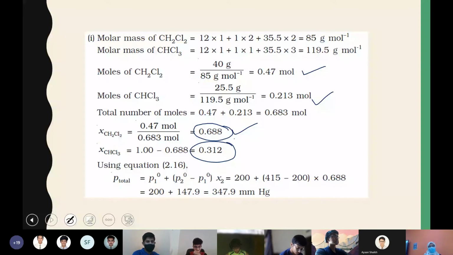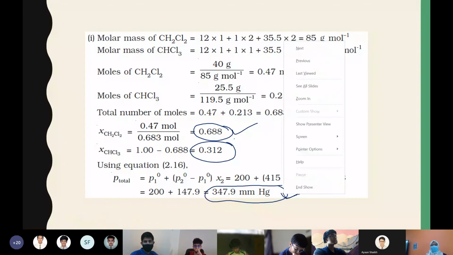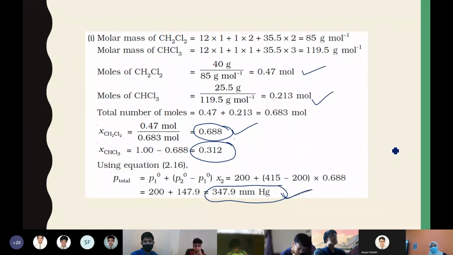Okay, so are you all getting this answer, 347.9? Please check it. This is the first part of your numerical. There is a second part for this question where you need to calculate Y1 and Y2, the mole fraction in vapor phase. Chi1 and Chi2 are the mole fractions in the liquid solution, dissolved state, and in the vapor state they are denoted by the letters Y1 and Y2. So you need to calculate Y1 and Y2. That is the second part of the question. If you get P total correctly, only then can you do the second part, because you need the value of P total to find Y1 and Y2.